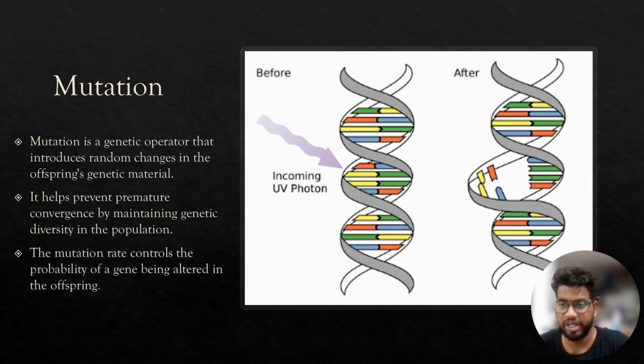Mutation introduces random changes in the offspring chromosome to maintain genetic diversity. It helps prevent premature convergence by exploring new regions of the solution space. Mutation typically involves flipping or altering individual bits or genes in the chromosome with a low probability.